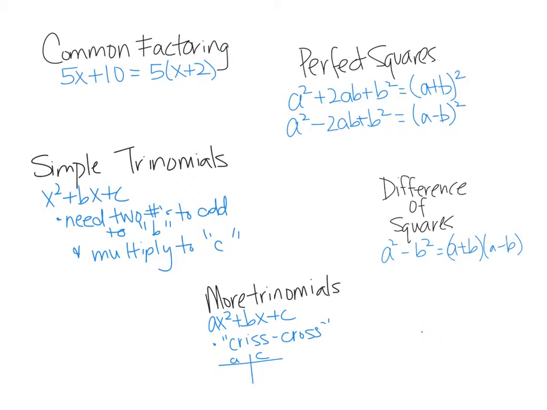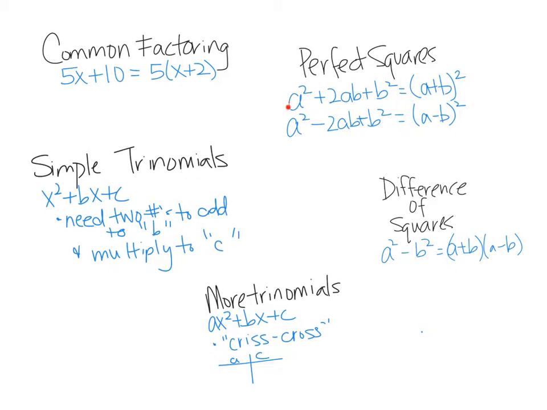Hello, we talked about several different kinds of factoring. So we talked about common factoring, which means you're checking every term to see if there's a common factor. So in this case, 5 goes into 5x and 5 goes into 10, so we can pull that common factor out. We looked at perfect square factoring.